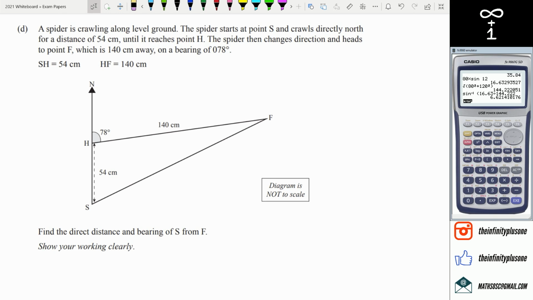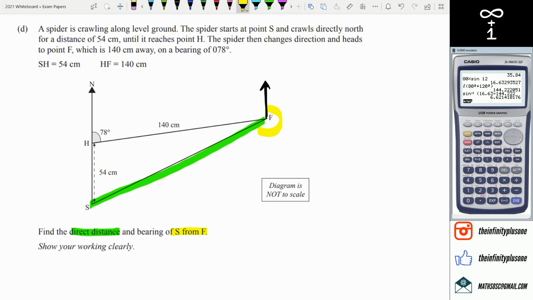So what are they actually asking in this question? They're asking us two things. We've got the direct distance of S from F, so we're looking at S and F. And we're also looking for the bearing of S from F. So the second part of this question is the bearing, which, let me draw this again, is basically this angle here. That's what they're looking for as the final answer.